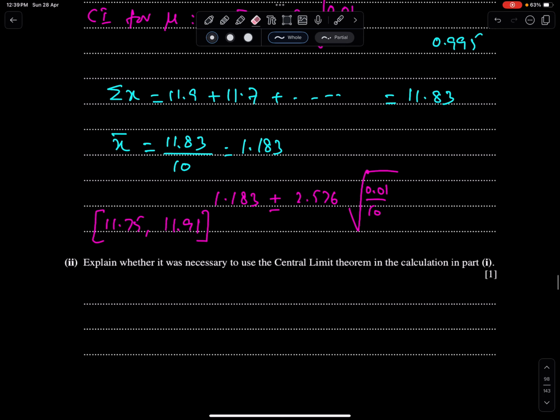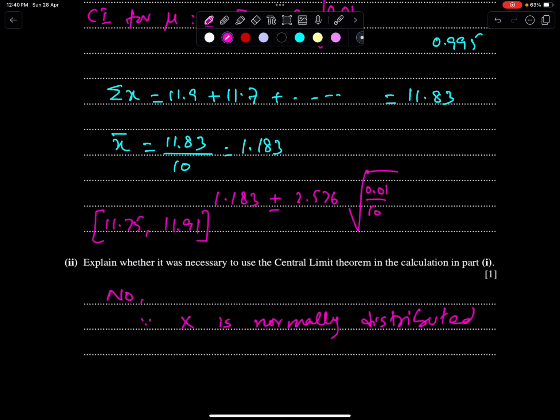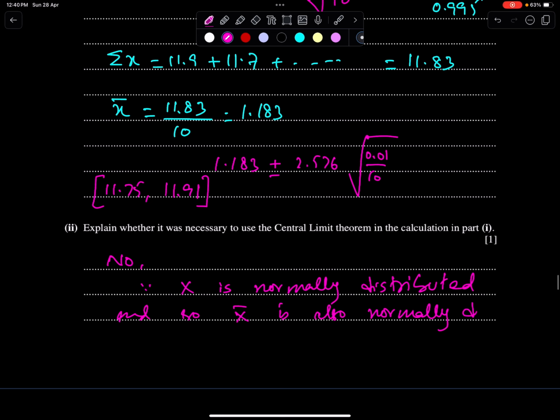The second part of this question is: explain whether it was necessary to use the CLT in the calculation in part 1. No. Why? Because the population is normal. X is normally distributed, and so X bar is also normally distributed. So when population is normal, there is no need to use CLT. CLT is for non-normal populations.